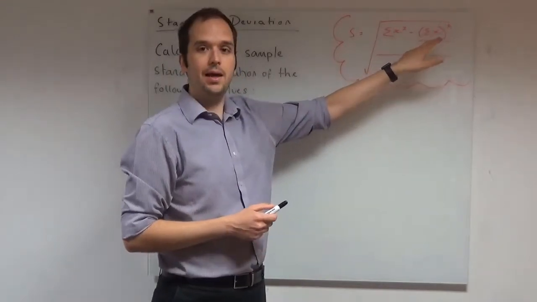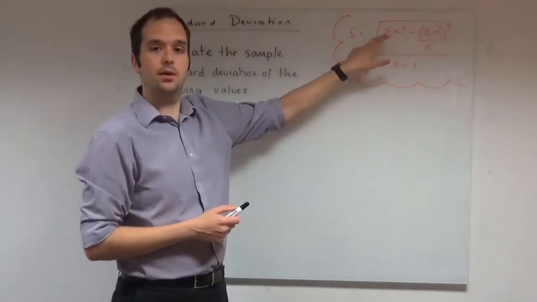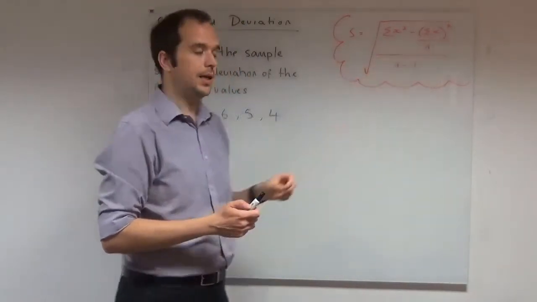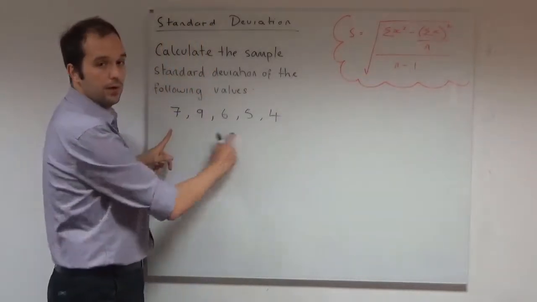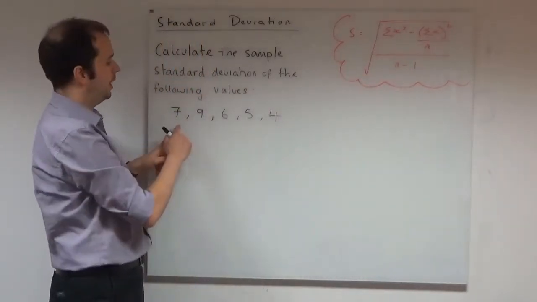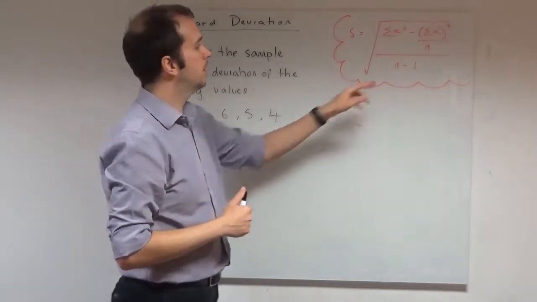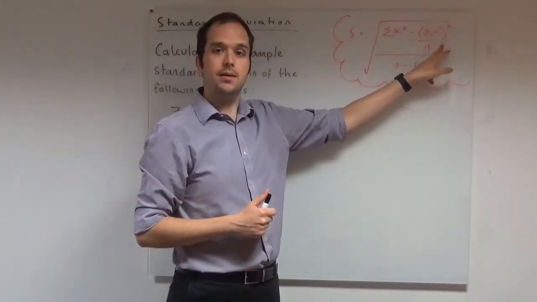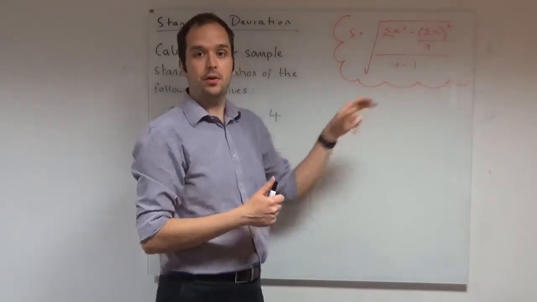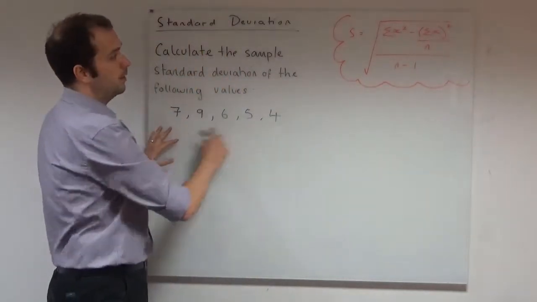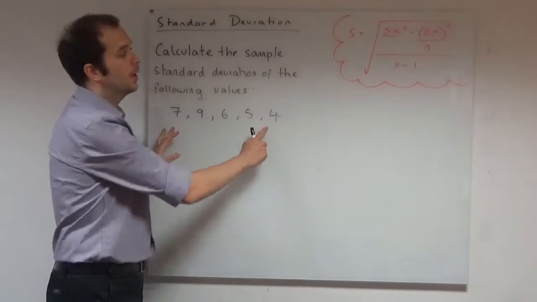Looking at sigma x, that's even easier than sigma x squared. Sigma x just means add each one of your values together. So it would be 7 plus 9 plus 6 plus 5 plus 4. And finally, n is the number of values you have in your sample. So we have 5 values here.